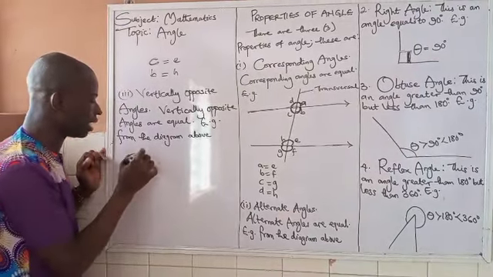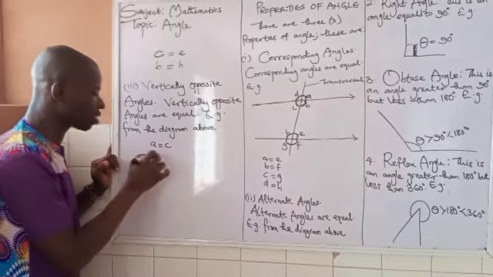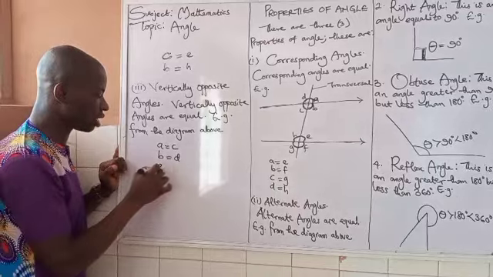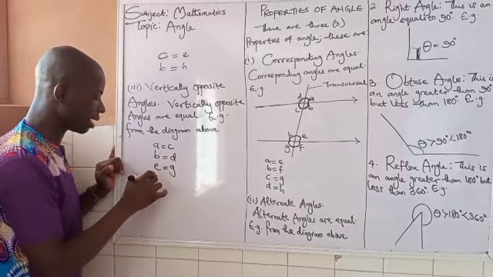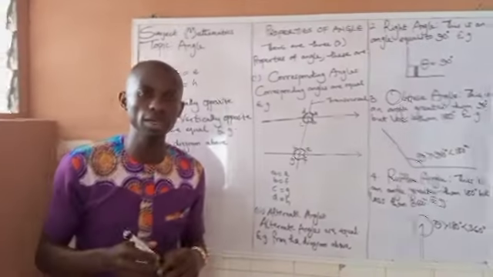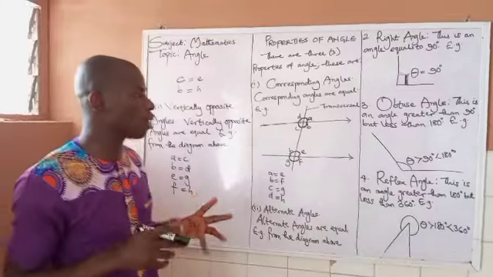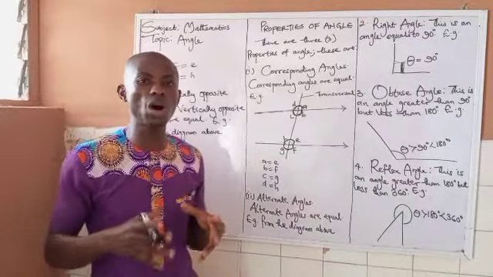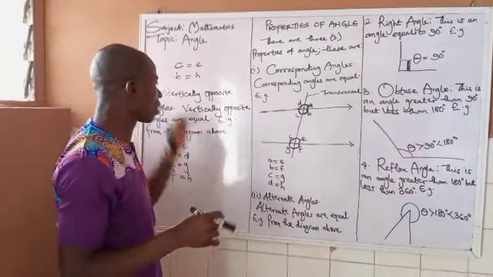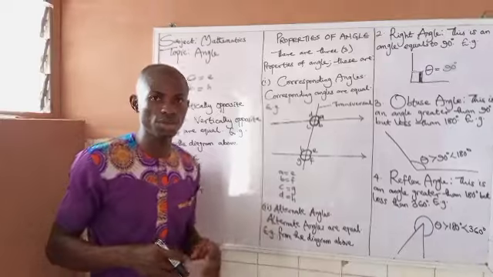So what we are saying now is A equals what? God bless you. C. So B equals what? D. And then we have E equals what? G. And F equals what? H. So these are the three major properties of angle. Now we are moving to what we call theorems of angle. So give me a little time as I quickly wipe this thing up. Then we go to theorems of angle.